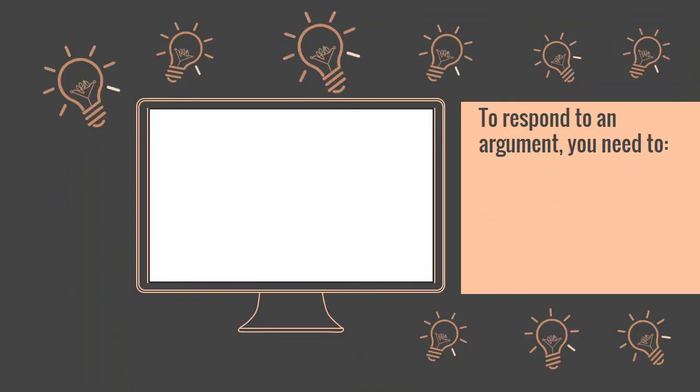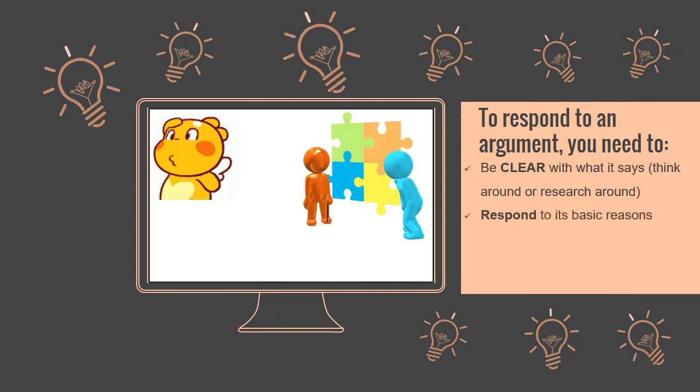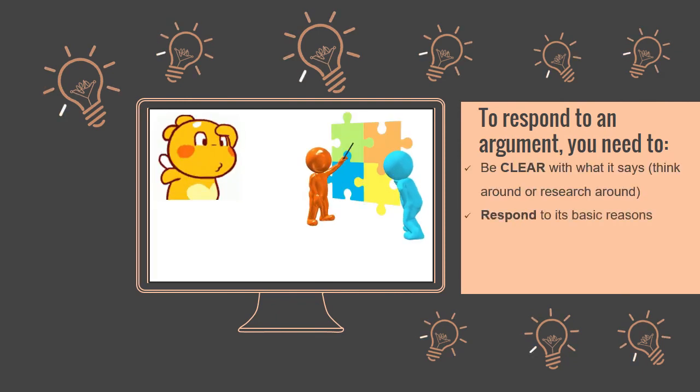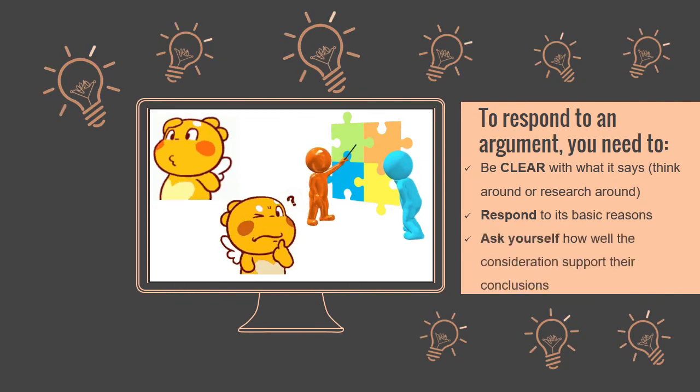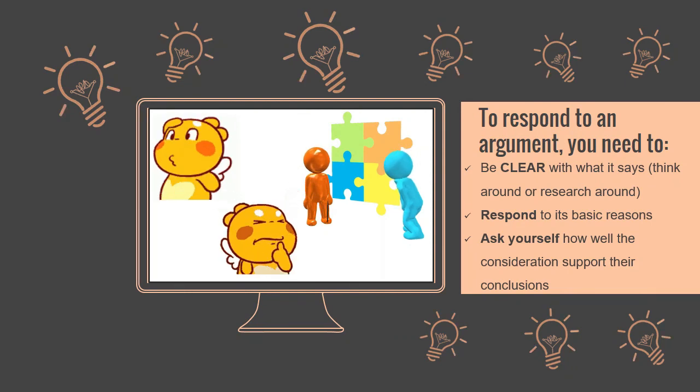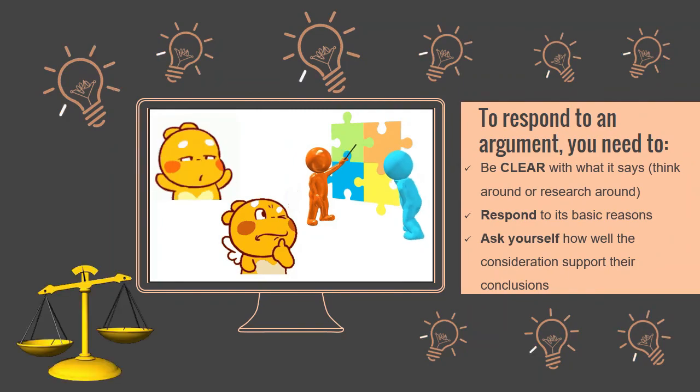In short, if you are asked to respond to an argument like this, you first need to be clear about what it says by thinking around or doing research around it. Second, respond to its basic reasons, whether to challenge or agree with the inference. Third, ask yourself how well the considerations support the conclusion. By doing so, you can make a good judgment of the inference.